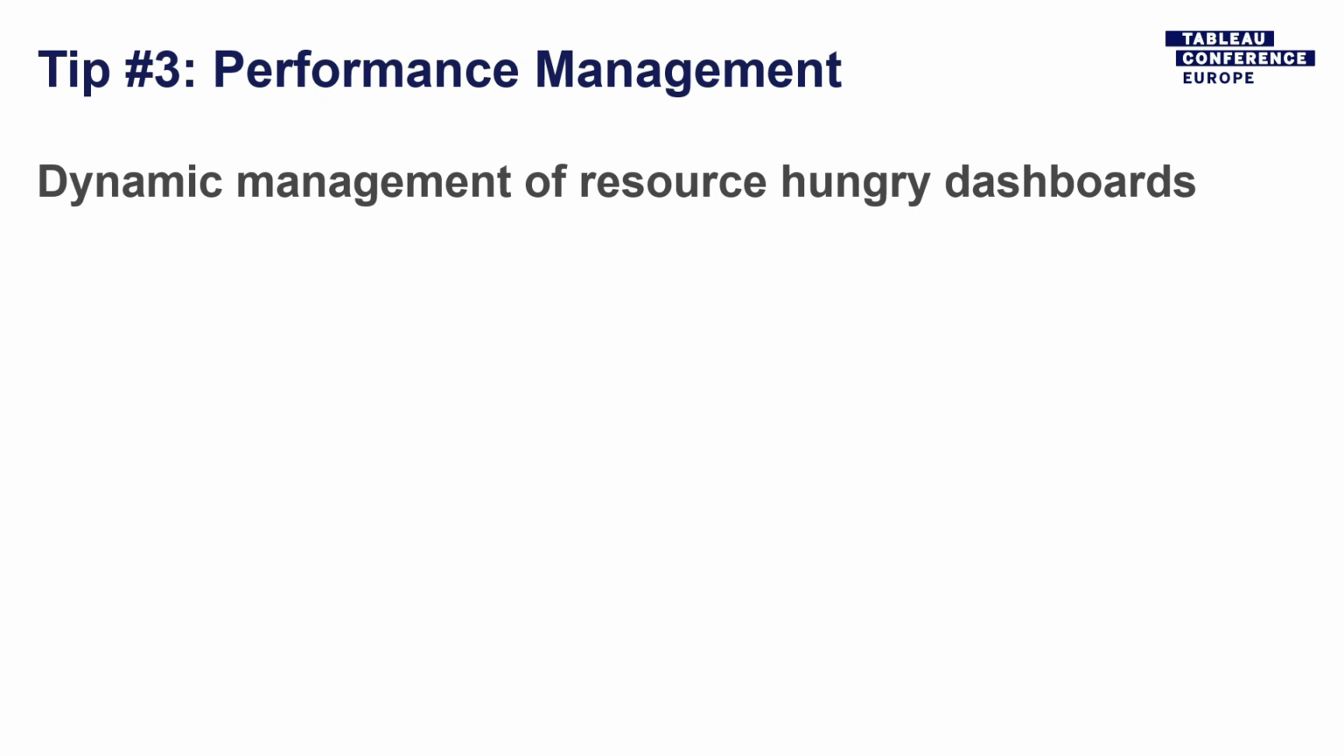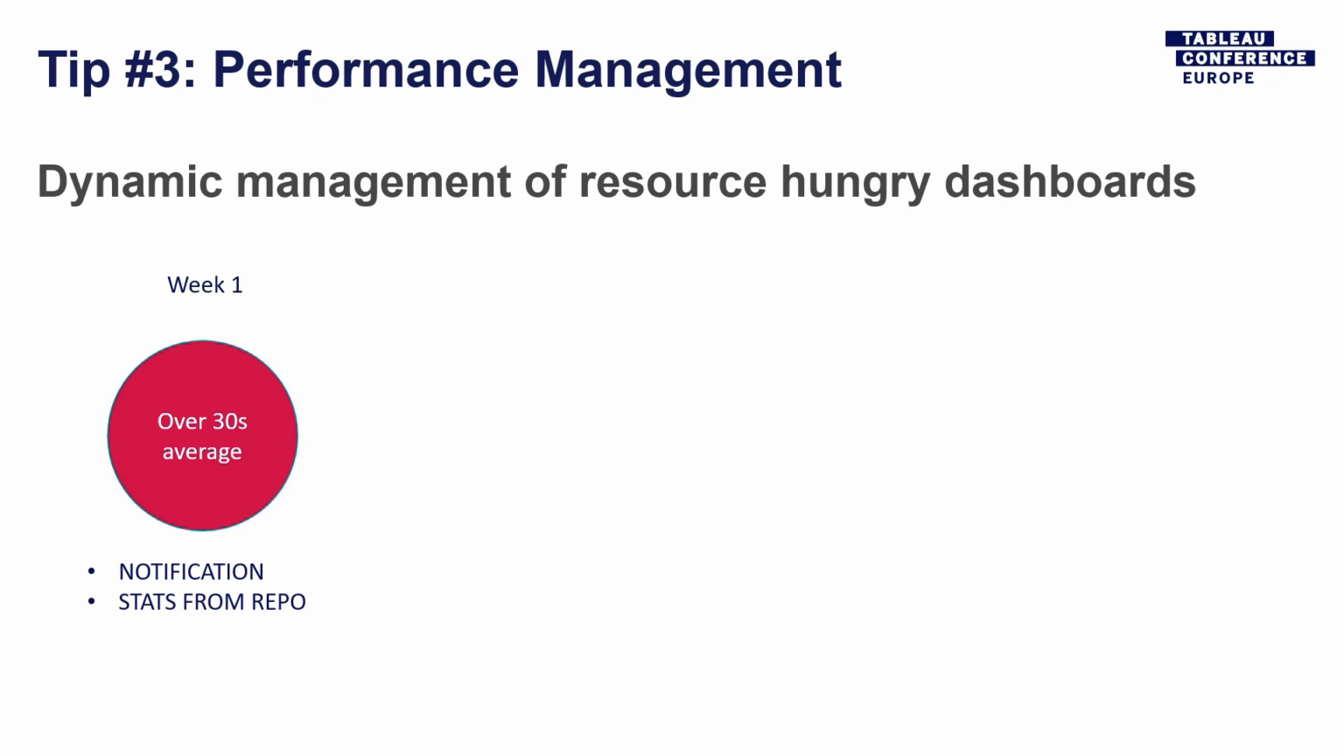So what we do is the same concept. We look at the repository. We look at which workbooks are unoptimized. What we mean by that in this particular example is anything that takes longer than 30 seconds to render. And what we do with that workbook is send a notification to the author saying, hey, your workbook is not optimized. You might want to read up on best practices and do something with that workbook.